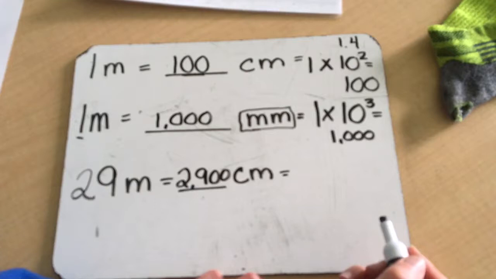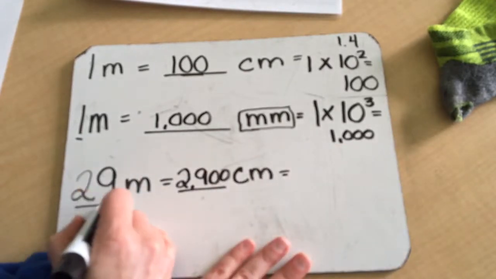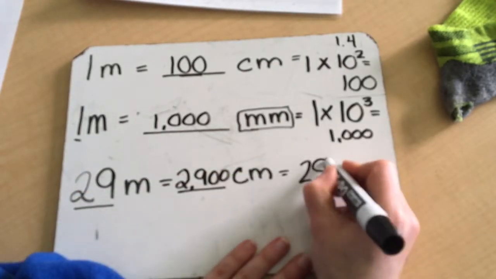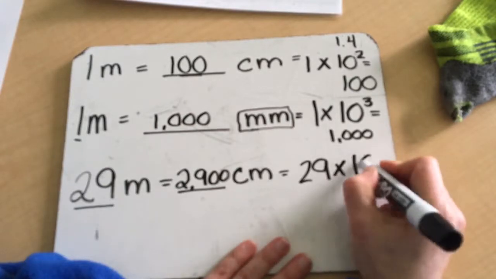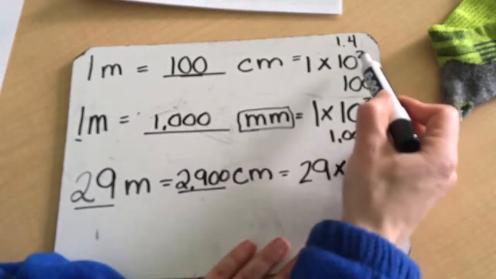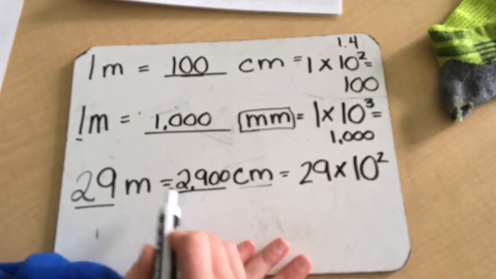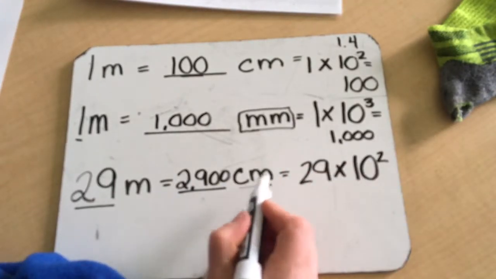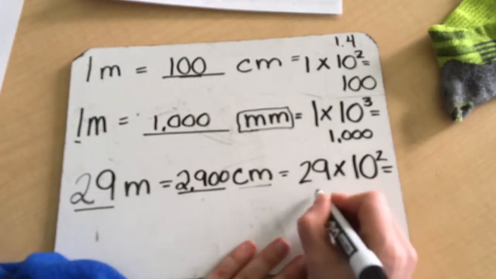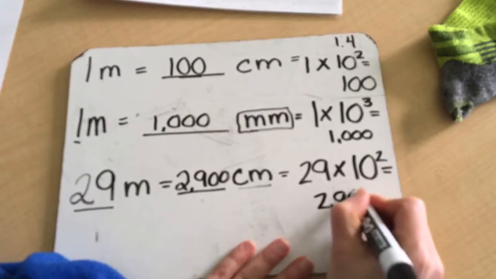And if I were to write this out as an exponent, I would keep my 29, and I would multiply it times 10 to the what power? To the second power. Because that's what the centimeters is, it's to the second power. It's 100. And that, of course, equals 2,900.